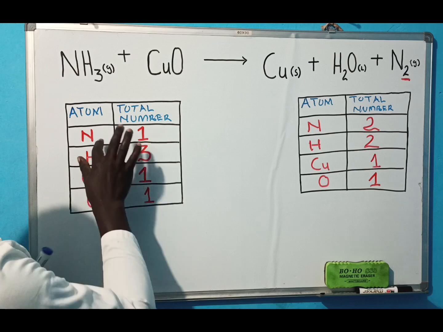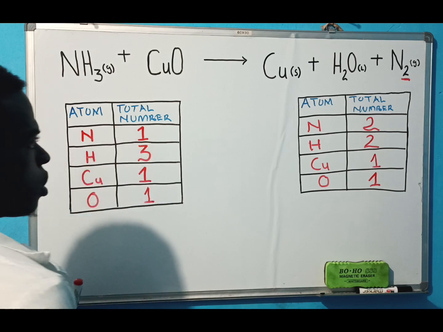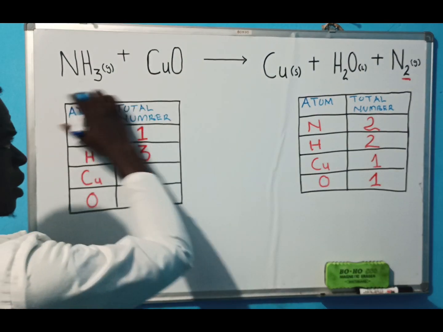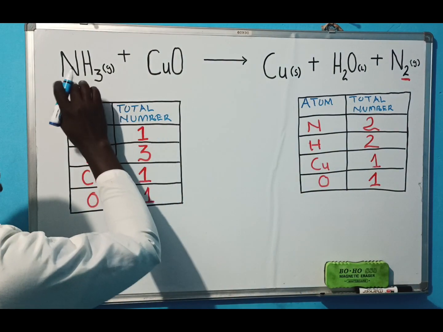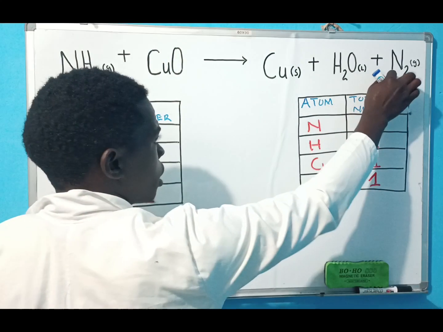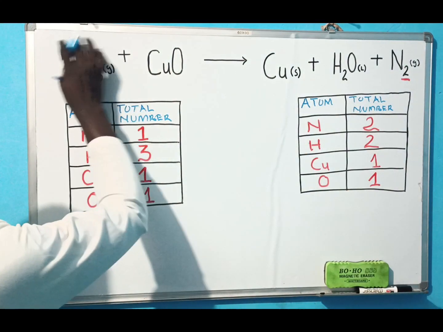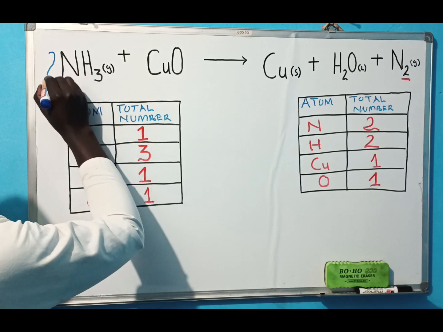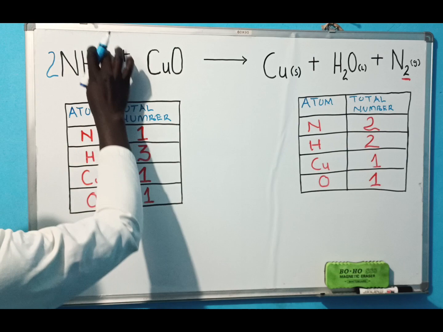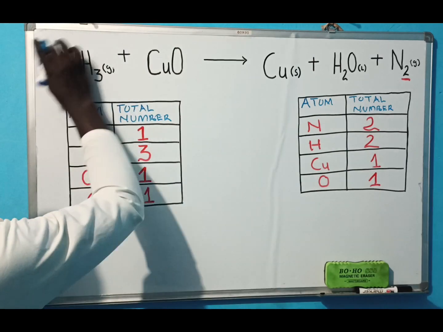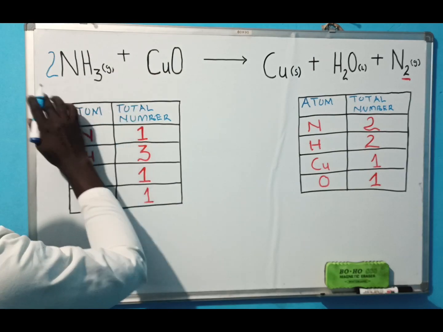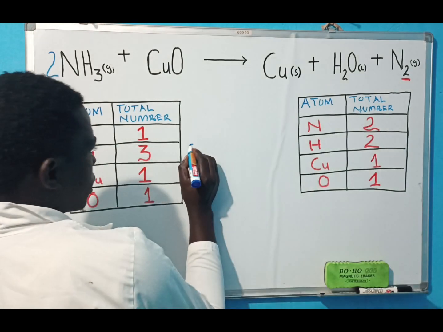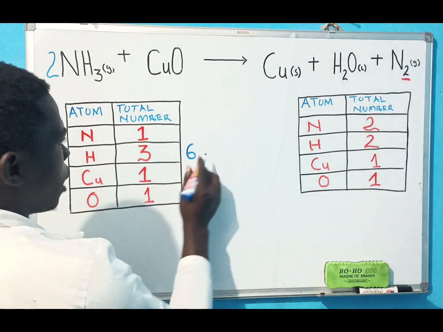Back to our statement. When we are balancing a chemical equation, we balance atom per atom. On the reactant side, we have 1 atom of nitrogen. And on the product side, we have 2 atoms of nitrogen. Therefore, we write a 2 on this molecule to make the nitrogen on this molecule to be 2. But the 2 multiplies the whole molecule, implying that hydrogen now becomes 6. We have 6 atoms of hydrogen.